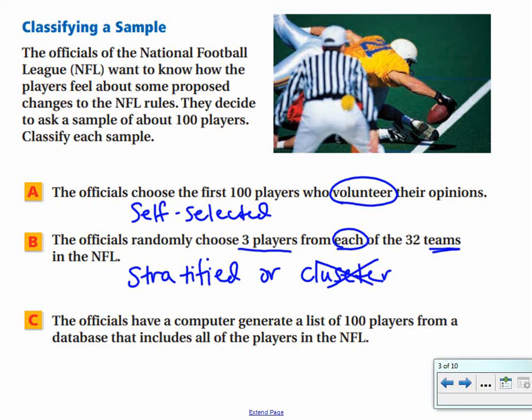The officials have a computer generate a list of 100 players from a database that includes all players in the NFL. That would be a simple random sample. Since it's randomly generated, that means that every player has the same probability of being selected.